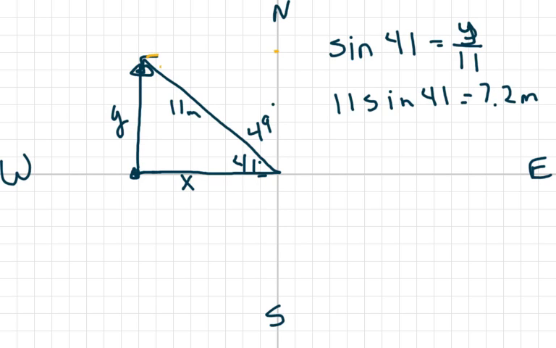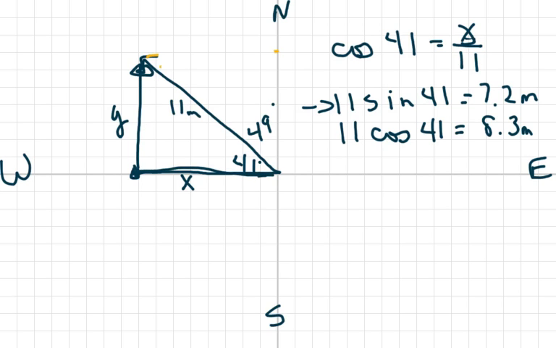Then when you do cosine, all you're doing is changing this to cosine and this to x, and you're doing the same thing. So in the future videos, all I'm going to do is write this out. We have 11 cosine of 41 equals 8.3 meters. However, since the direction is to the west, this is negative. I'm probably not going to do this on the other videos.